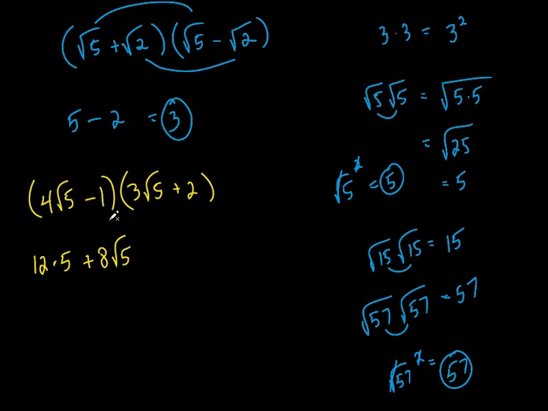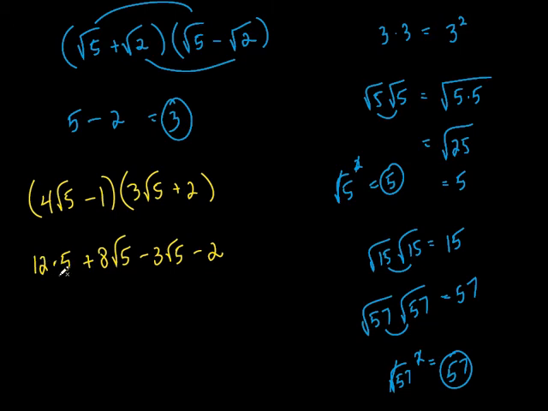That was the outside. Let's do the inside. It's a minus because it's a negative times a positive, and it's 1 times 3 square root of 5. So that would just be 3 square root of 5. And let's do the last now. Negative 1 times positive 2, it's negative 2. And we're not going to leave it like this. We need to simplify it.